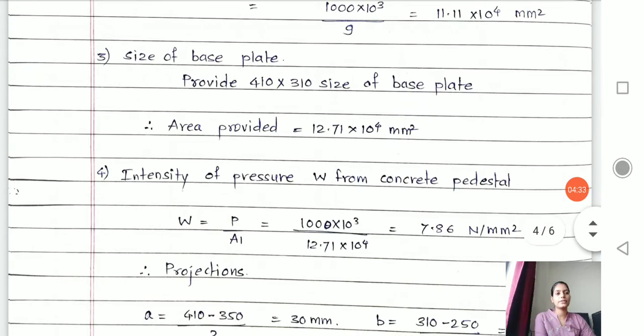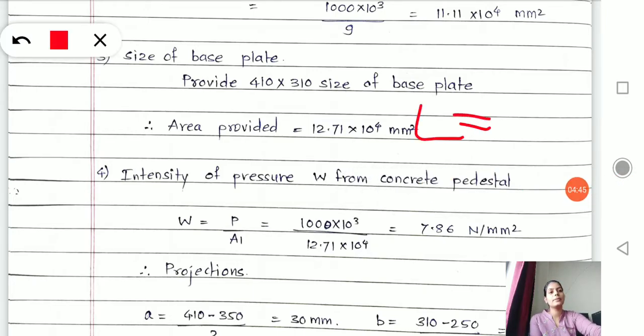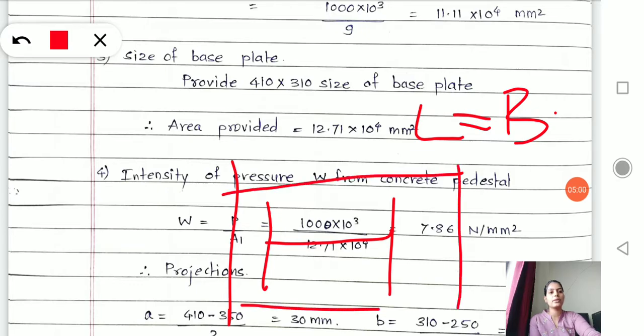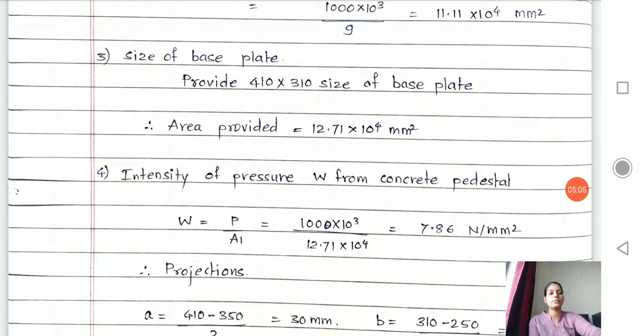Next is the size of the base plate. How do we calculate the size of a base plate? Here I don't want to provide a square section in which length will be equal to width. No, I don't want that. I want to provide a rectangular section, because our I section is in a rectangular shape, or you can provide a rectangular base plate for it. Therefore I don't want a square, I want to provide a base plate in a rectangular shape.